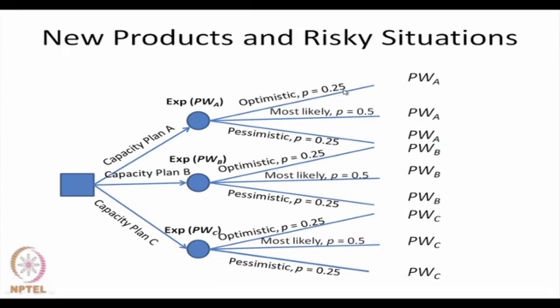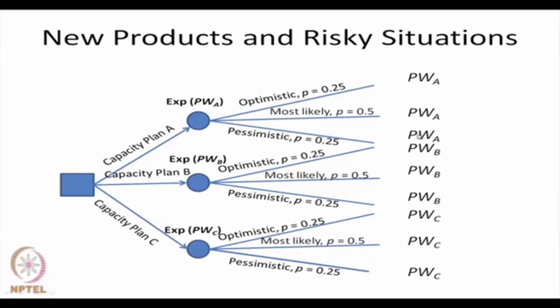Now, if the demand is optimistic, with 0.25 probability, and if we go for capacity plan A, then what are the cash flows and what is its present worth? I do not have to go for details of this. You have to make estimates of the revenues and the costs associated in future years, and then discount them to the present to find out the present worth of alternative A. Similarly, if the demand is the most likely demand scenario that we had projected, its associated present worth can also be calculated for capacity plan A. And similarly, if the demand is pessimistic, then what is the present worth of all the cash flows associated with this demand projection.